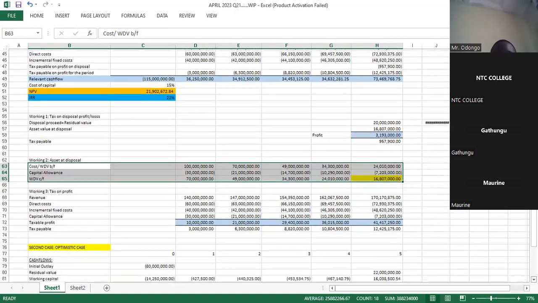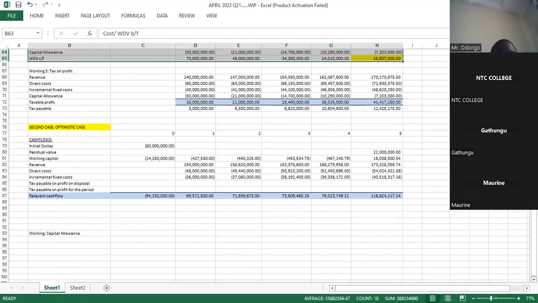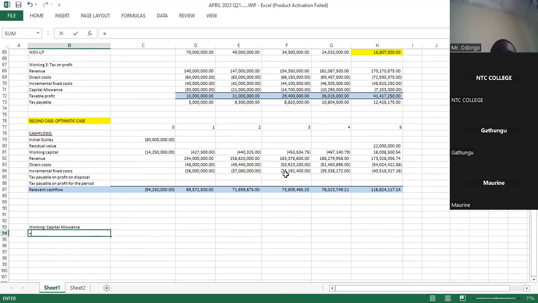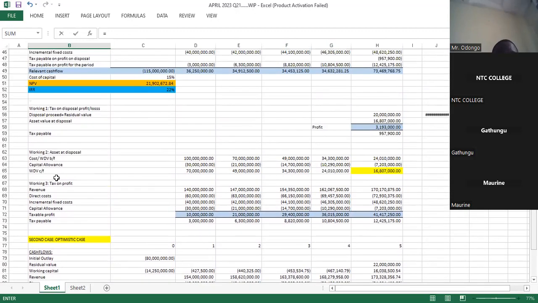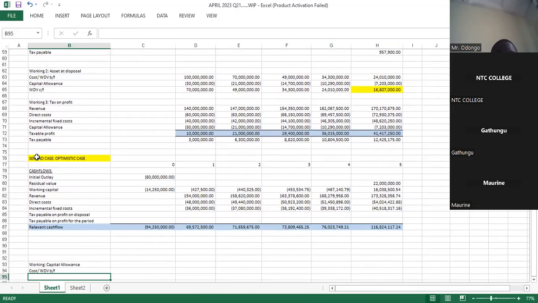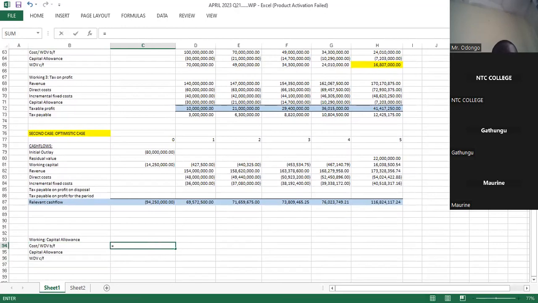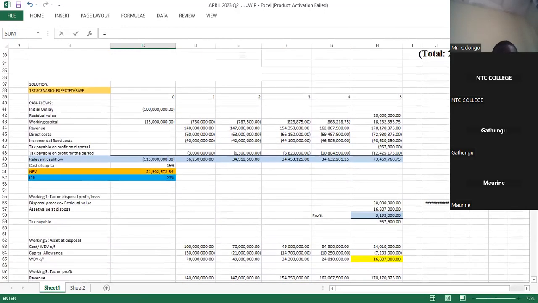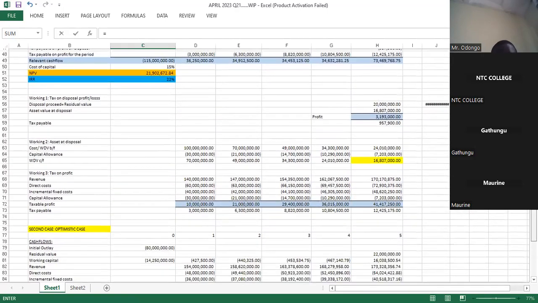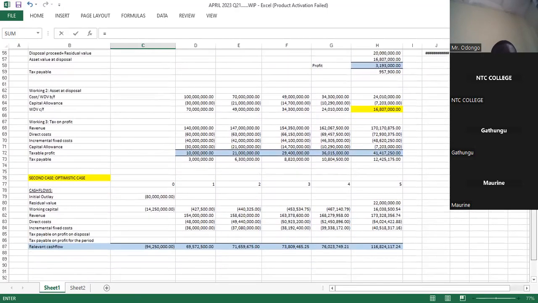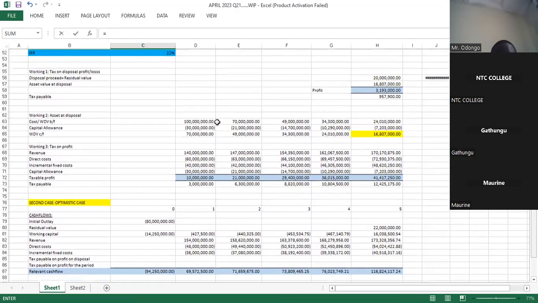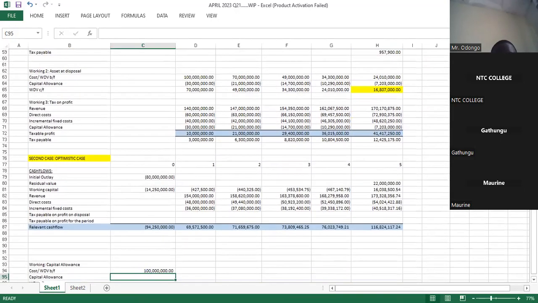So what I'll do is, what I can actually do is to copy that information. I'll copy this, and copy plus the figures.